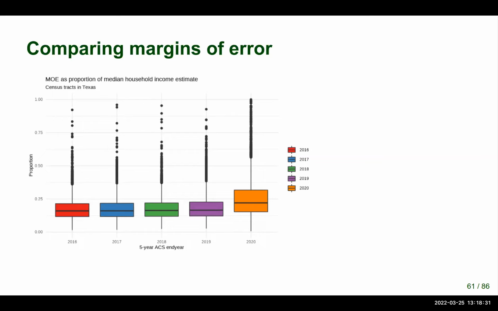The next several years, the COVID-19 pandemic is going to be influencing our data quality. And so we're going to have larger margins of error around our estimates for the next several years of ACS data.